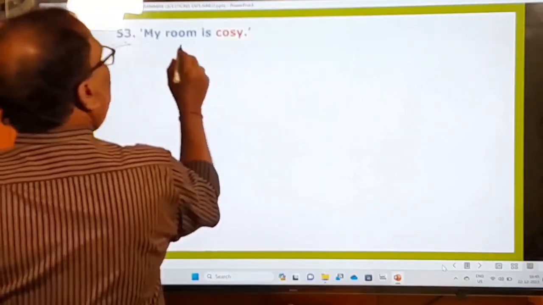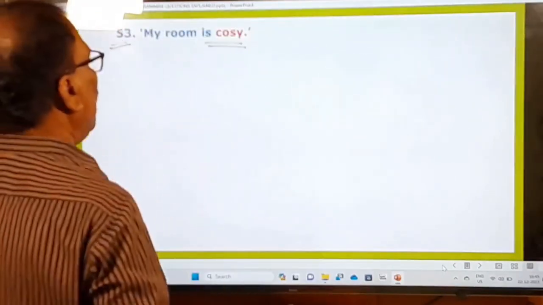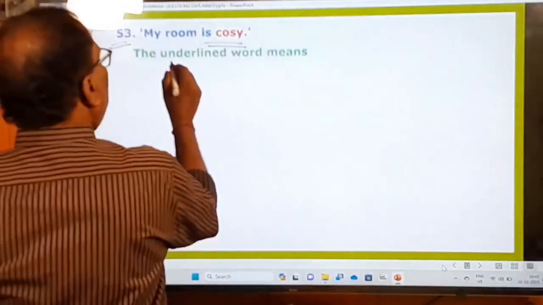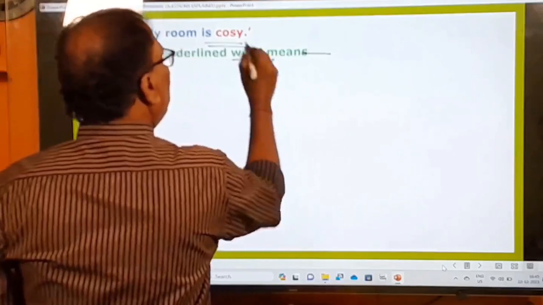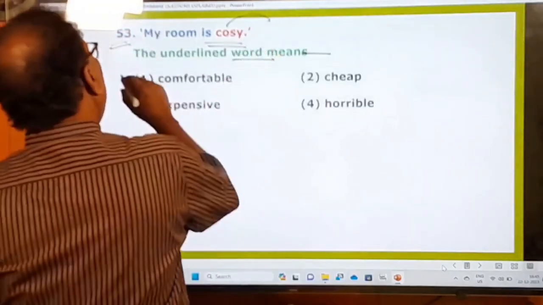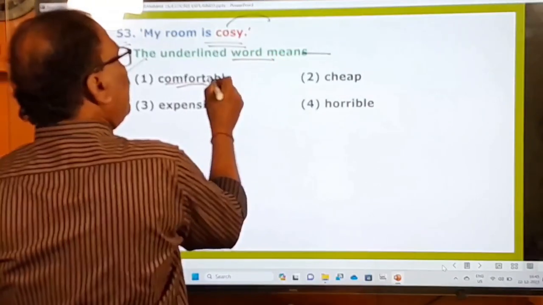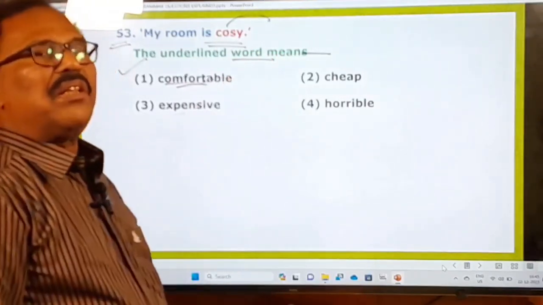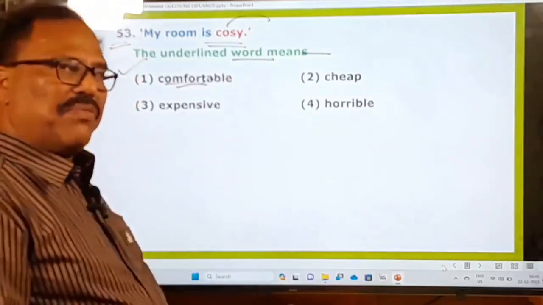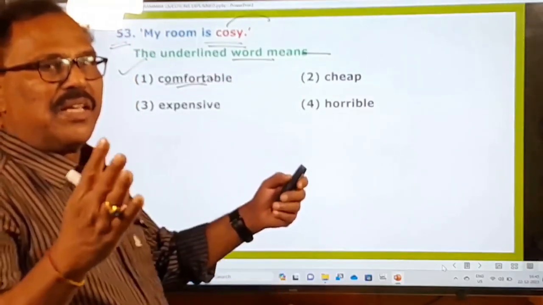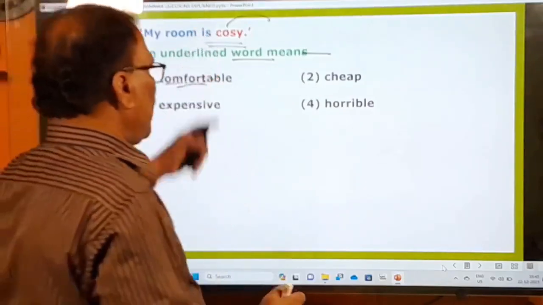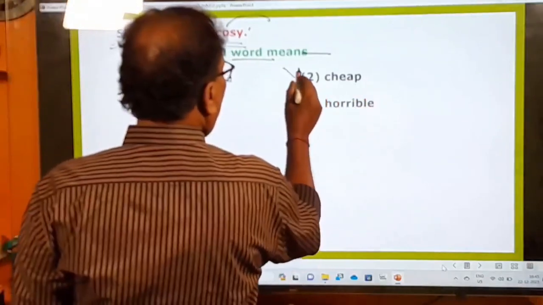The 53rd one is: my room is cozy. This is the sentence, this is the question. What is the examiner asking you to do? The underlined word means he is asking you to tell the meaning. What is the meaning of this? Let us see the options. Comfortable, the very first one is the right one. Cozy means comfortable. Comfortable means free from stress and tension. That situation is called comfortable. If you are free from stress, free from tension, it means you are comfortable, you are cozy. And cheap, everybody knows, is not that meaning.